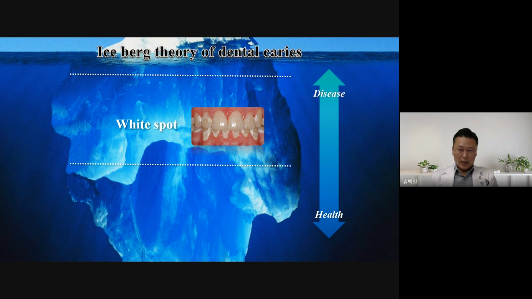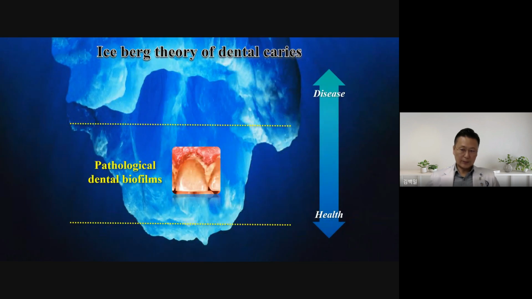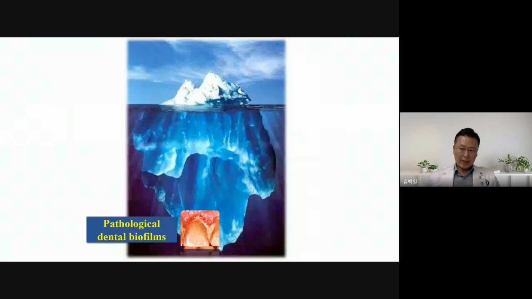So what is the deepest part of this iceberg? Maybe it's the biofilm, especially pathological dental biofilm, located as the deepest part of this iceberg. So if we detect the pathological dental biofilm by some technology, we can predict the whole progression of the oral disease. So how can we detect this pathological dental biofilm?